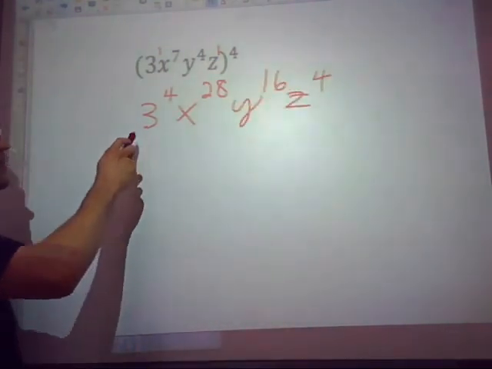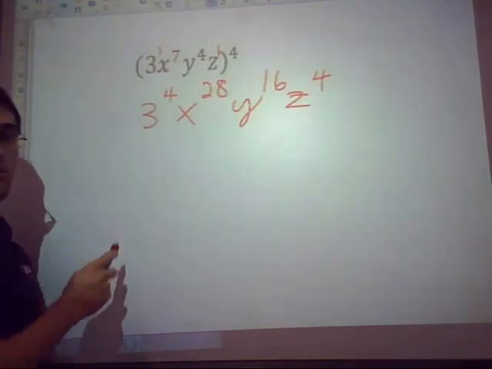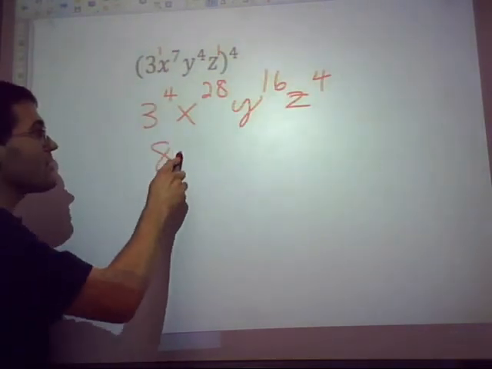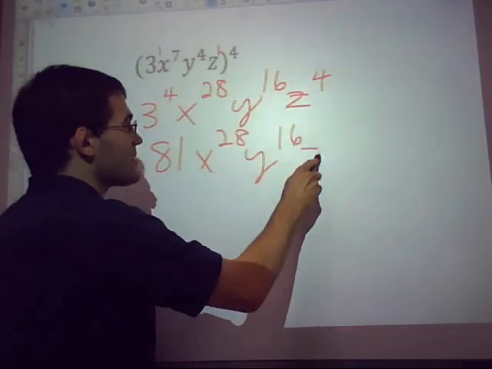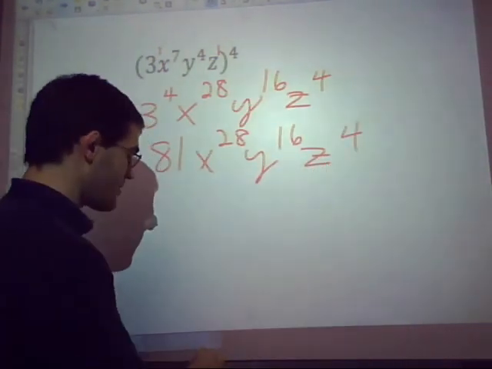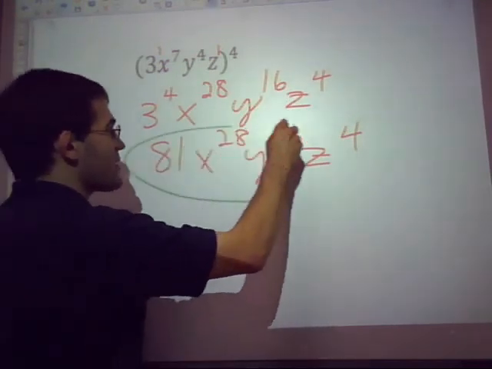The last step is to simplify. The coefficient 3 to the power of 4 is 81. And then rewrite your other terms. And you have your final simplified answer.